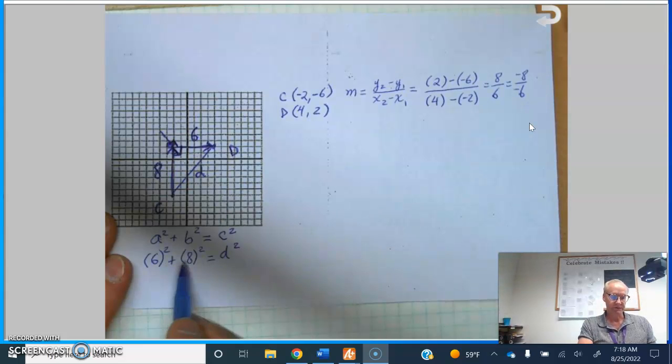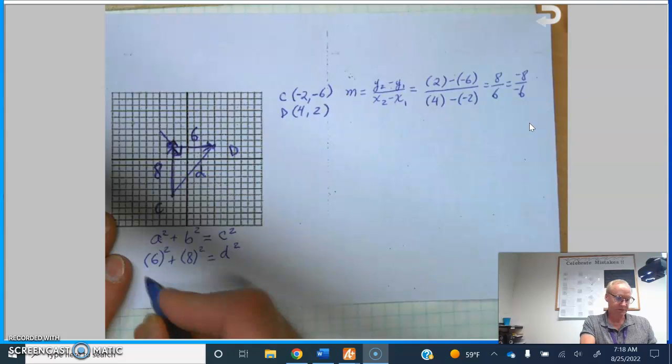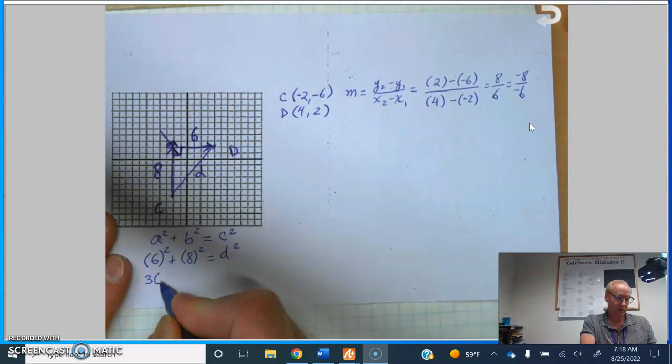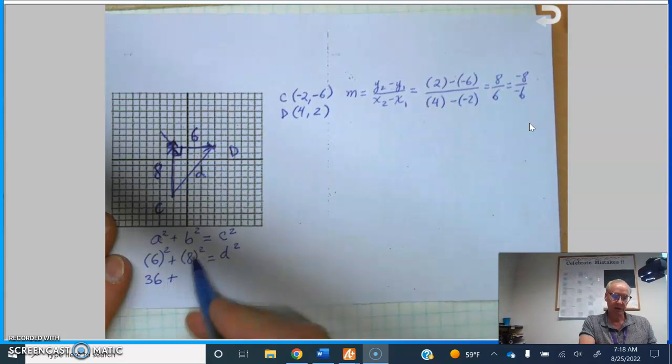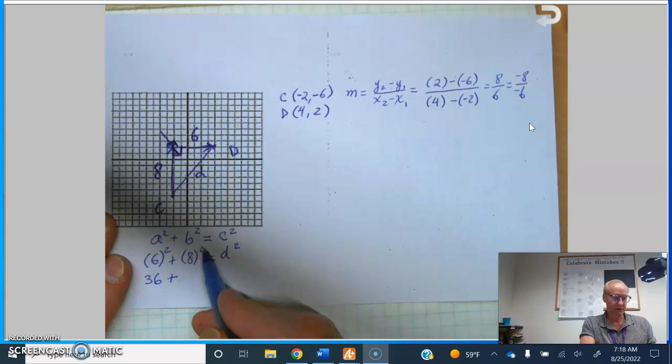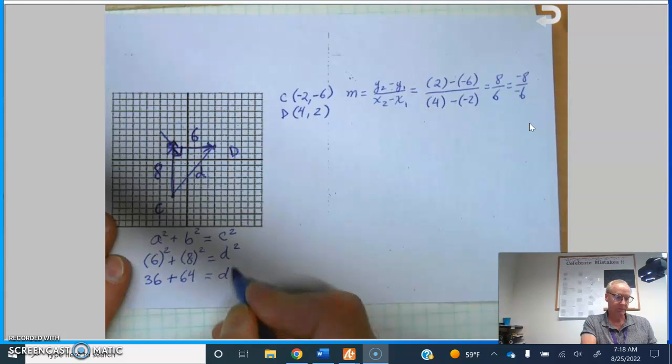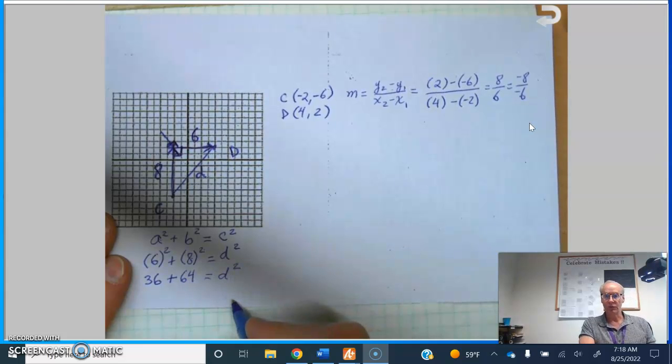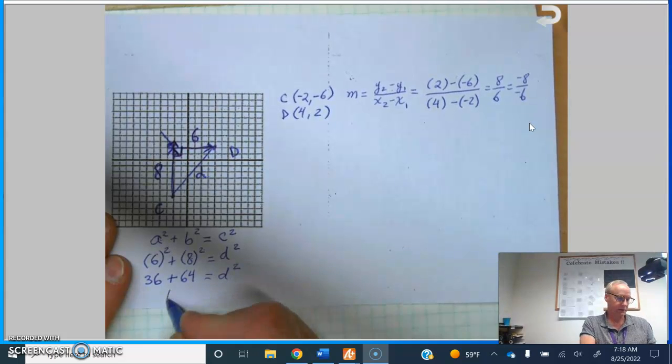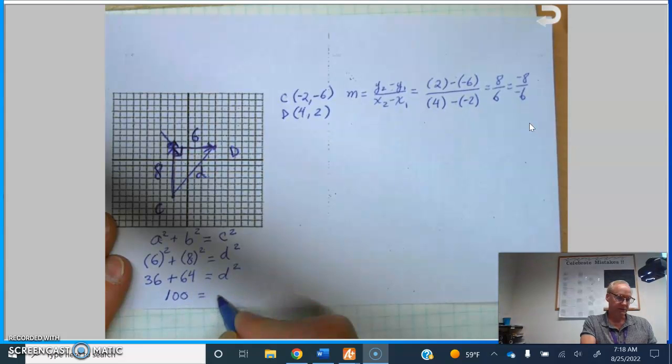We're going to simplify this a little bit. 6 squared is 36. This is the simplification step. 8 squared is 8 times 8, 64. And it's equal to d squared. And we can simplify it even more by adding these together. We get 100 is equal to d squared, the distance squared.